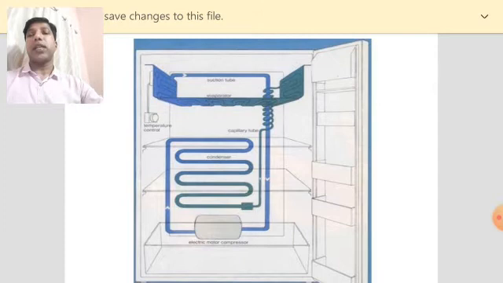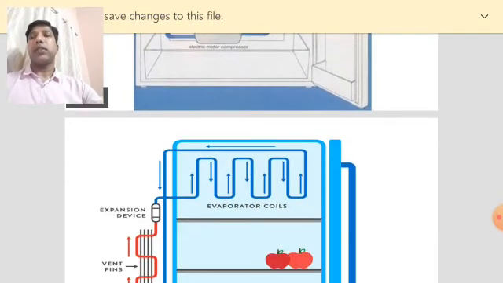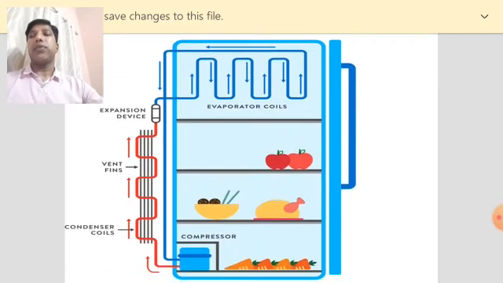Now this view will give you a clear idea about the different components. On the front side, right side you have the door, and at the top you can see the evaporator coil, and then outside you can see the condenser coil, and at the bottom you can see the compressor. Also you can see the expansion valve.